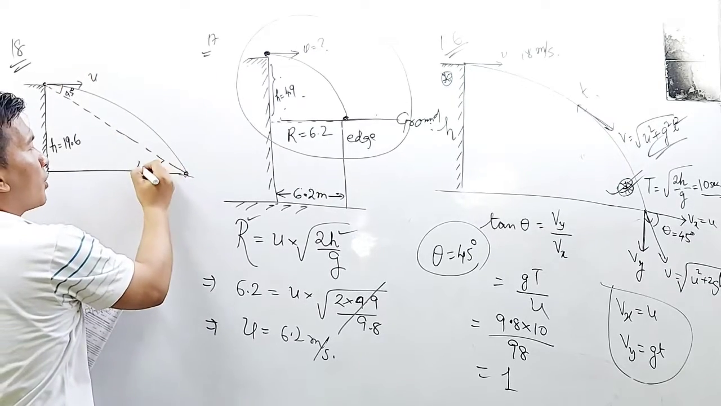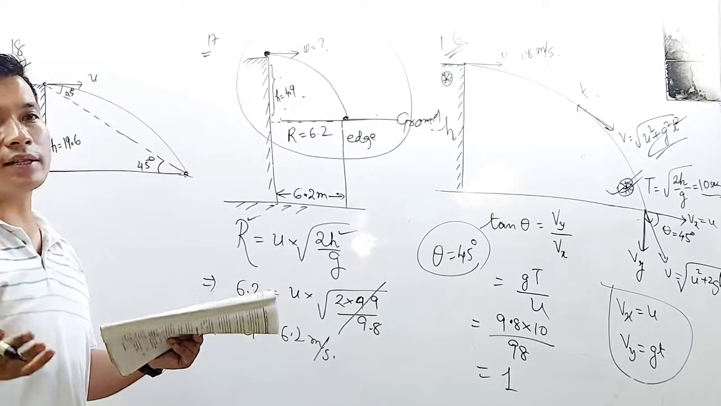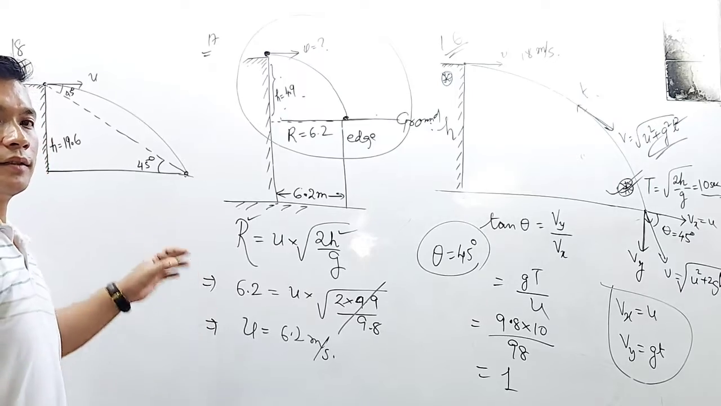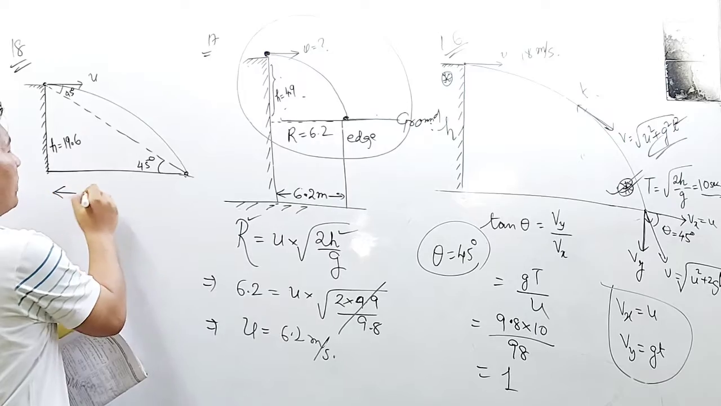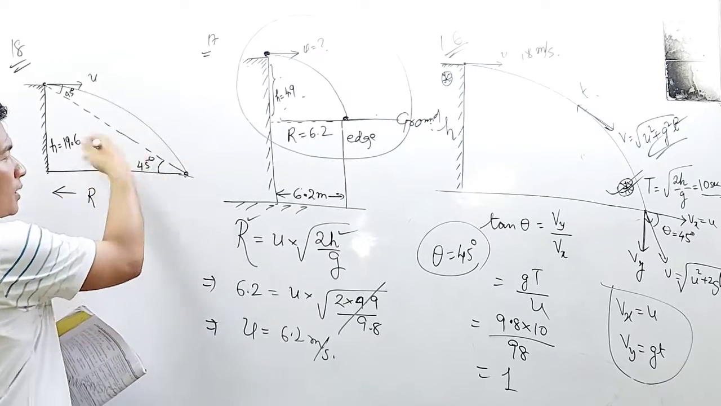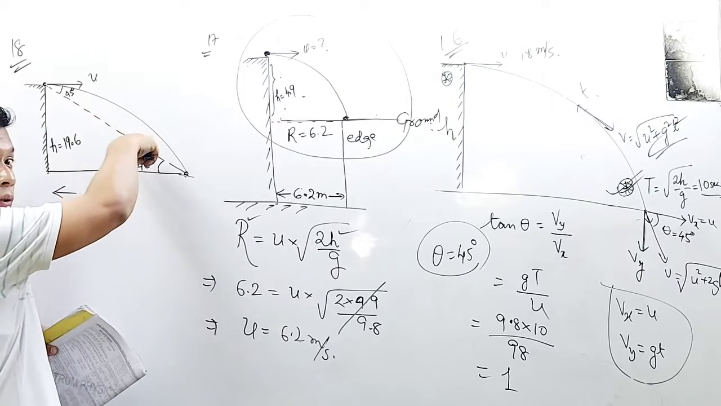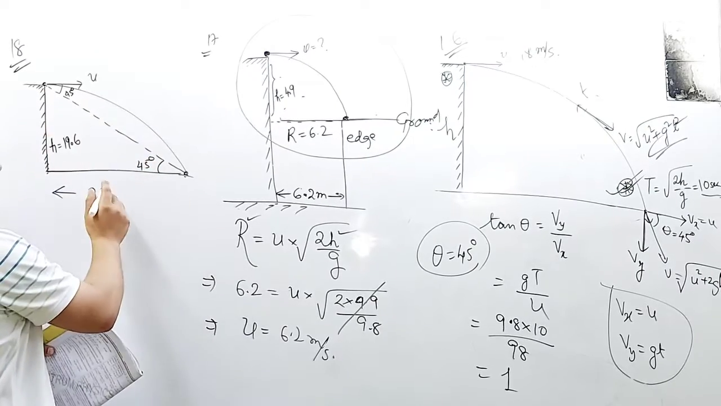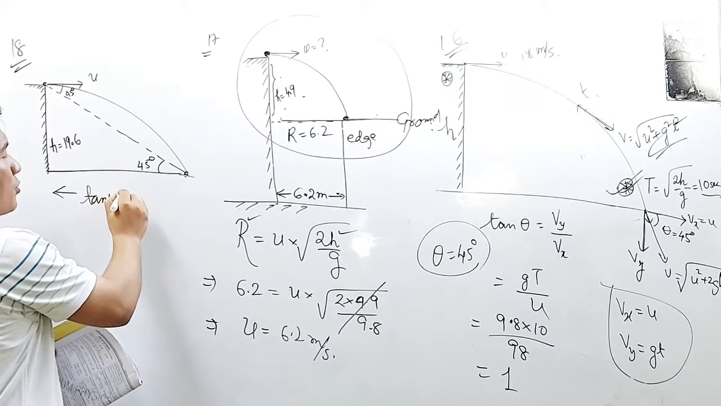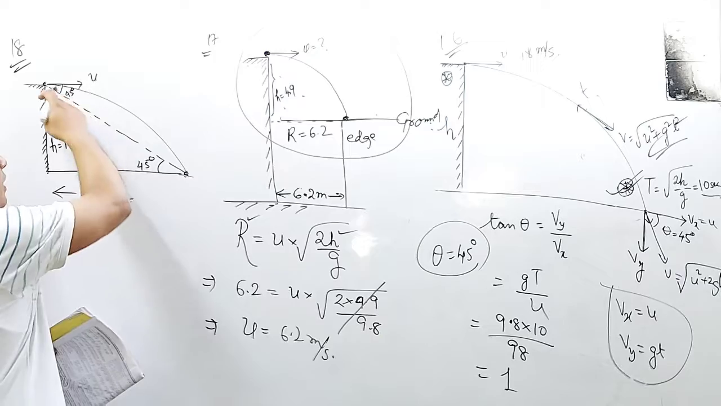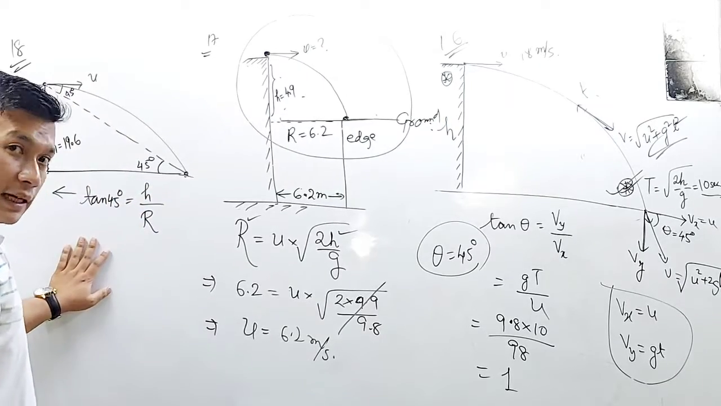The angle will again be 45 degrees. What will be the range? The 45 degrees will produce the same amount. From the diagram with the triangle, tan 45 will be equal to, according to our calculation, this height divided by range R.